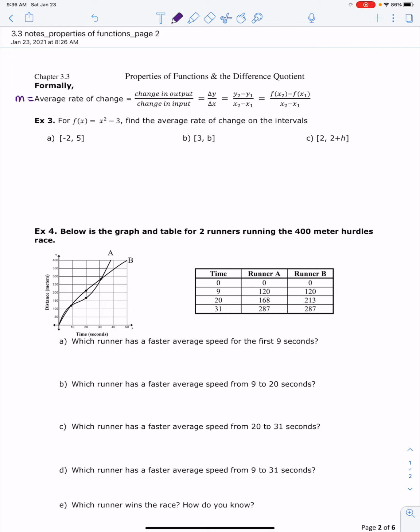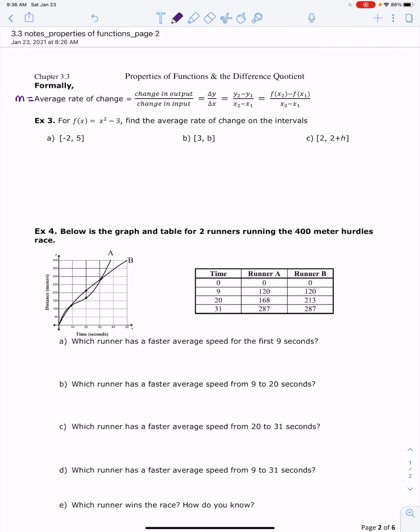How we saw it on the first page, y sub 2 minus y sub 1 over x sub 2 minus x sub 1. Now we're going to formalize just a little bit and call it f of x sub 2 minus f of x sub 1 over x sub 2 minus x sub 1. The f of x sub 2 is just the fancy way to say y sub 2.